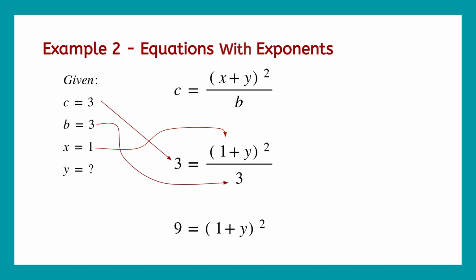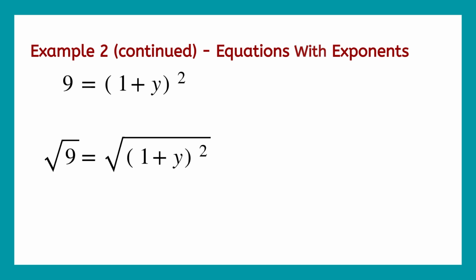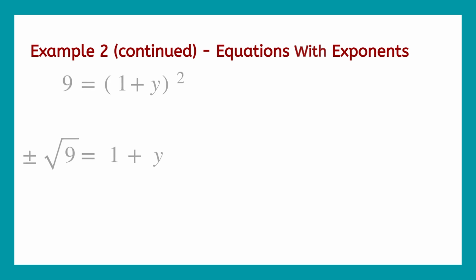Let's continue to work with this equation. Now we're at the part where we have to get rid of that exponent, that 2. This can be a little tricky. The opposite of squaring something is taking the square root. So to get rid of that 2, we'll take the square root of both sides. When that happens, the square root and the 2 cancel out, and so we're left with 1 plus y.